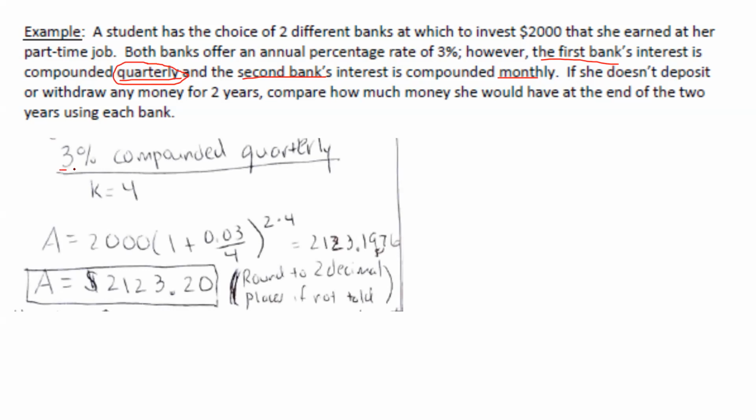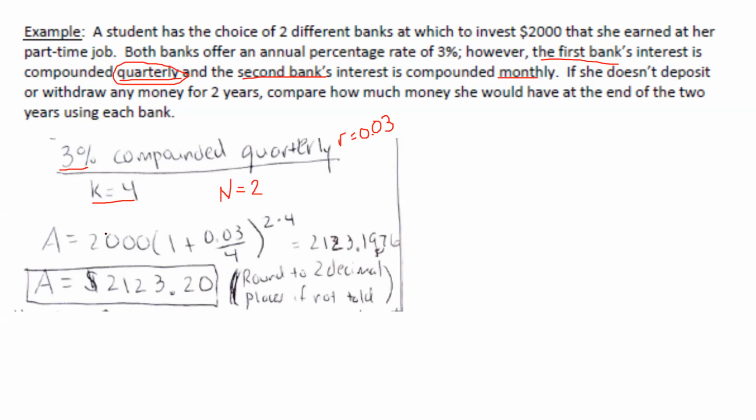We've got 3% compounded quarterly. We know that K is equal to 4. Since it's 3%, R is going to be 0.03. Ooh, this is good. That looks nice. And then I know that we've got 2 years, so my N is going to be equal to 2. And that's going to be for both accounts, which is kind of nice.